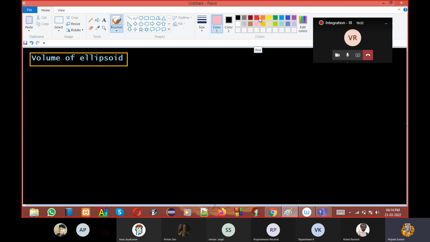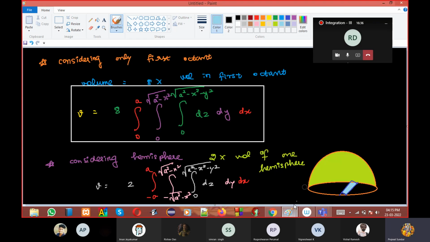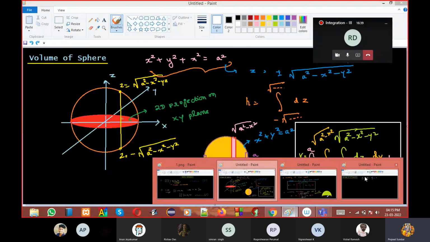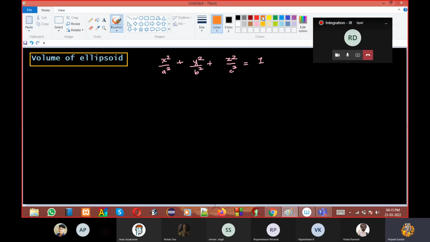No volunteer. Ellipsoid: x squared by a squared plus y squared by b squared plus z squared by c squared equals 1. That's it. How to find the volume of the ellipsoid? I won't give any visualization, because it's the exact same visualization as the sphere. Nothing extra I could give here. Just think of what I say.